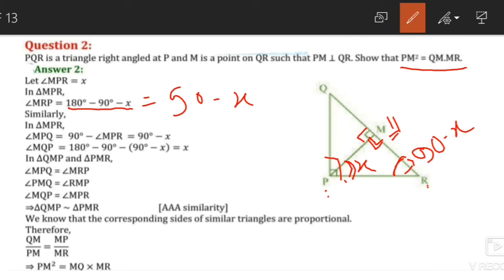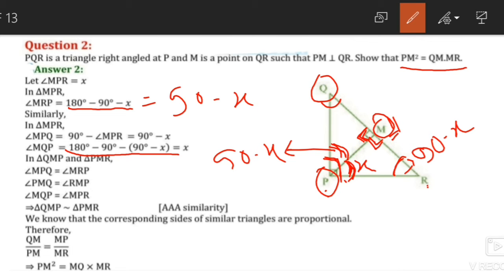Now again this angle is X. Angle MPR we have considered as X, and this whole angle P is 90 degree. So you can say that this angle MPQ will become 90 minus X. Again this is 90 minus X, and this angle is 90 degree. So you can say that this will be 180 minus 90 minus (90 minus X), by angle sum property in triangle MPQ.